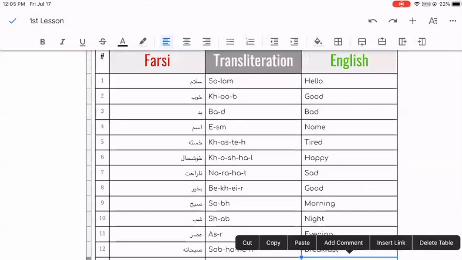And bad, for example, copies the way you say it in English, it sounds just the same. You would say bad. So if someone asks حال شما چطور است, you could respond with bad, which means bad.